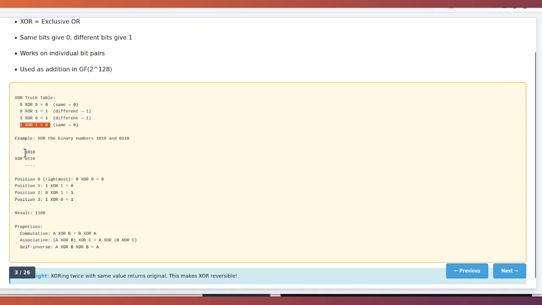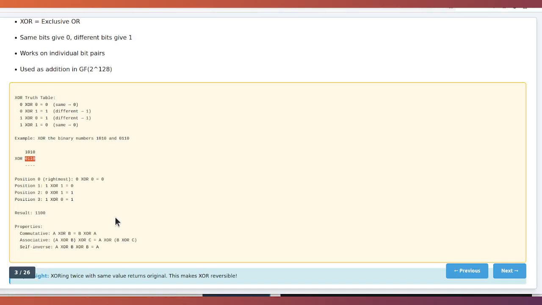When we XOR 2 multi-bit numbers, we XOR each corresponding pair of bits independently. For example, to XOR the binary numbers 1010 and 0110, we go bit by bit from right to left. Position 0. 0 XOR 0 equals 0. Position 1. 1 XOR 1 equals 0. Position 2. 0 XOR 1 equals 1. Position 3. 1 XOR 0 equals 1. The result is 1100.